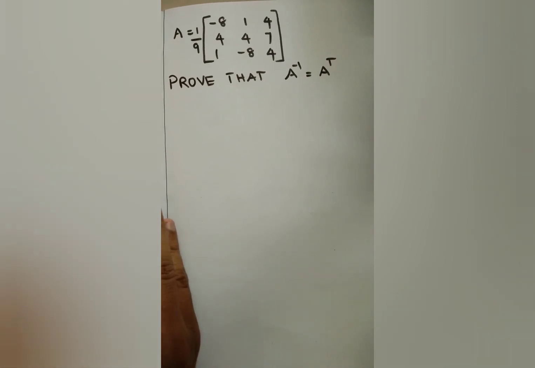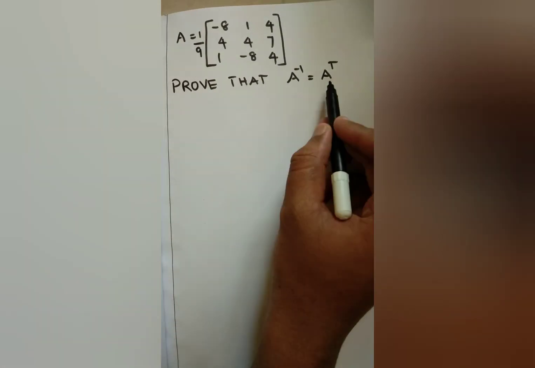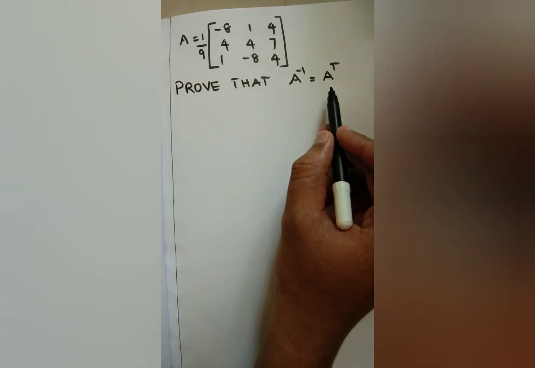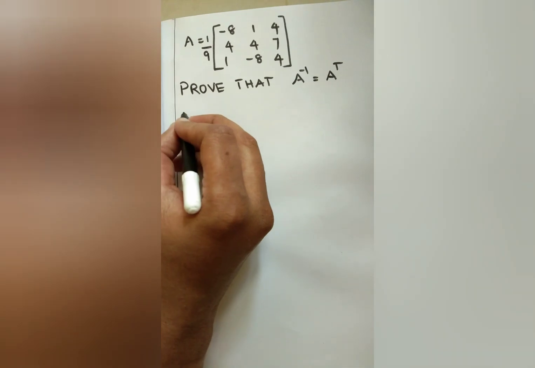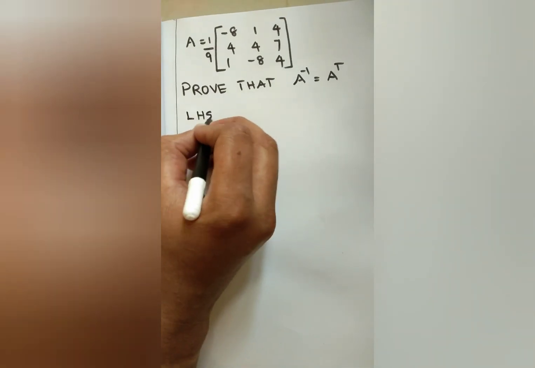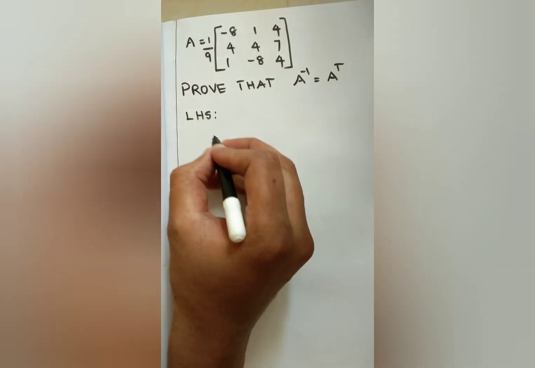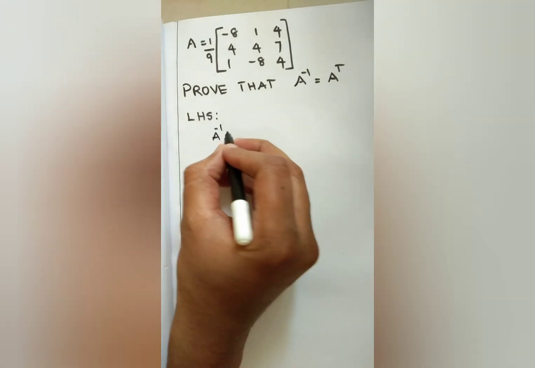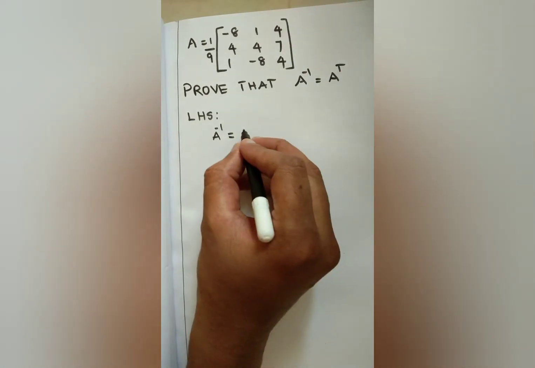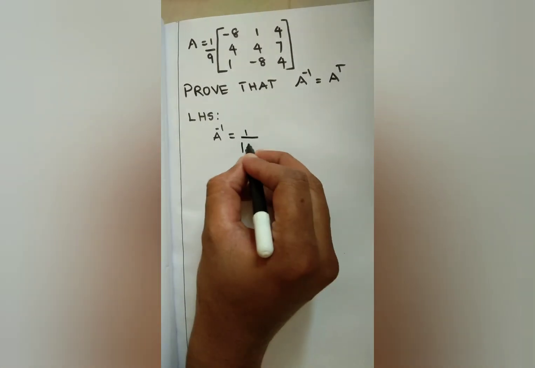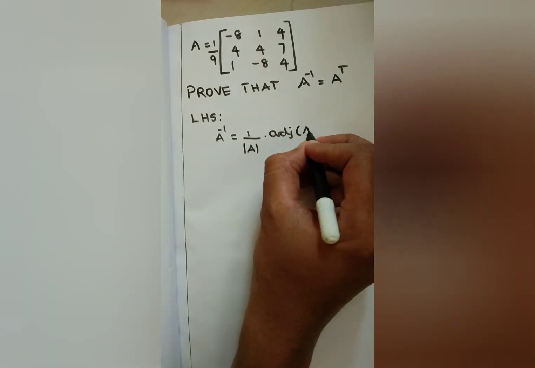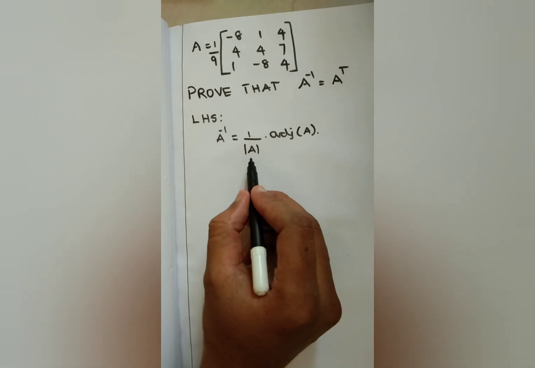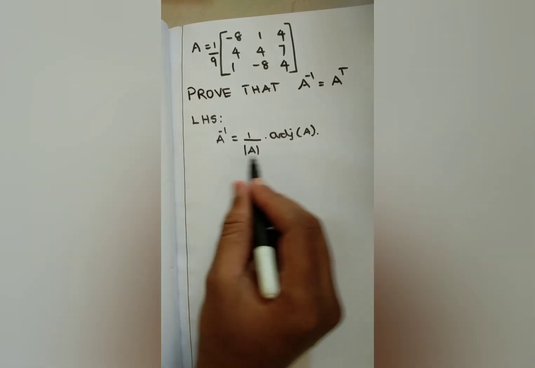Now we are going to prove A inverse equal to A transpose in a normal method. To prove this in a normal method, take left hand side. My left hand side is A inverse. Find the A inverse. For finding the inverse of A, my formula is 1 by determinant of A into adjoint of A. First I am going to find the determinant of A.